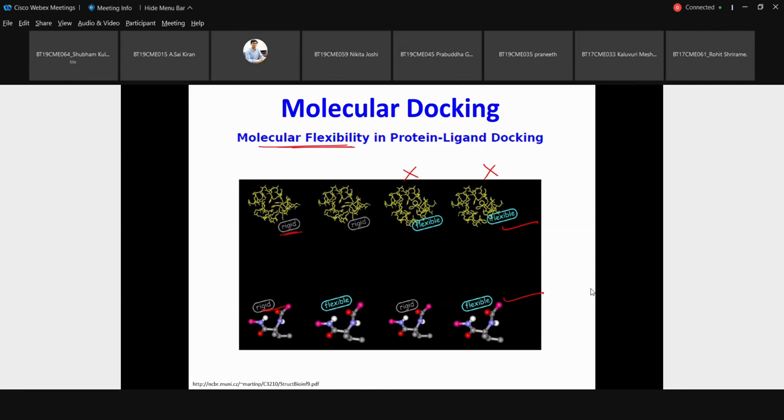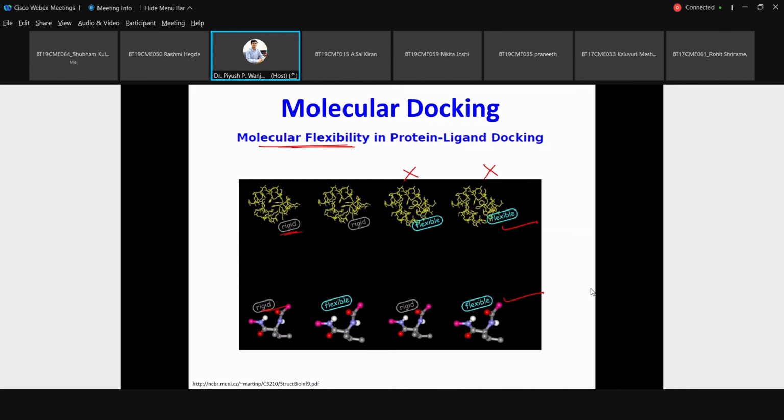So if any one of them is flexible, I think molecular docking can take place. They can bind if at least any one of them is flexible. That is also somewhat an incorrect answer. But what you initially said, that both of them should be flexible, is actually the correct answer, but we don't do that.